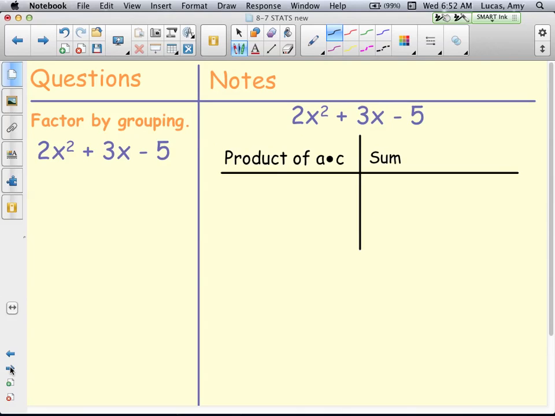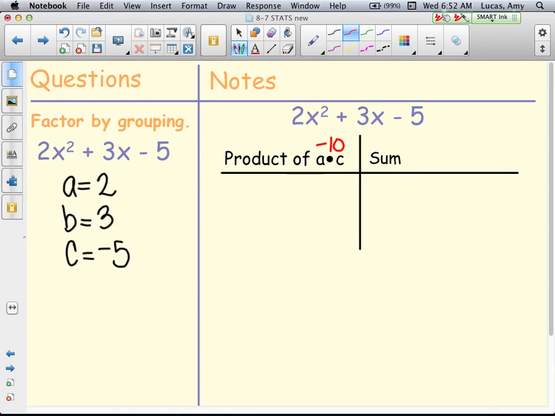Let's try another one. A equals 2 on this example, B equals 3, and C is negative 5. Make sure that you're careful. Be careful with the negative signs. A times C, 2 times negative 5, is negative 10 for our product. And then the sum has to match the middle term, B, so the sum has to be 3.